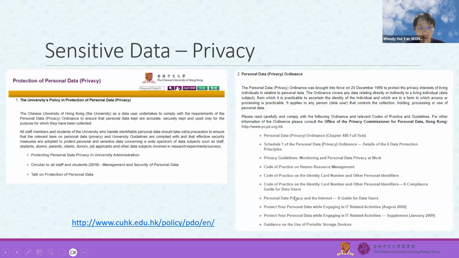Privacy issue: while you are doing your research at CHK, you have to follow the university's protection of personal data privacy policy from CHK. At the same time, you also have to follow the Hong Kong government's legal rule, the Personal Data Privacy Ordinance, Chapter 486. This is the rule in Hong Kong about data privacy.